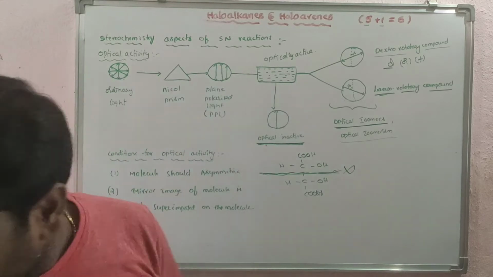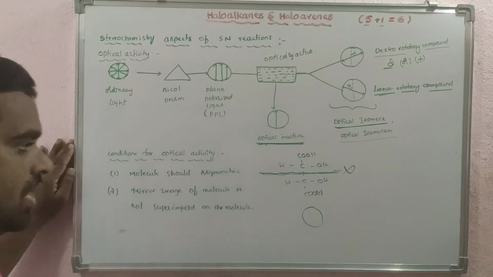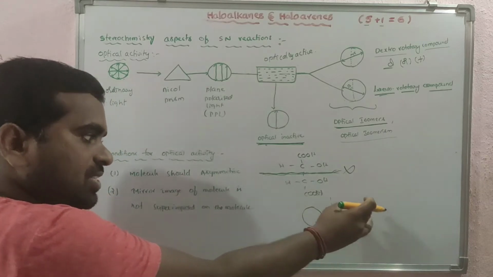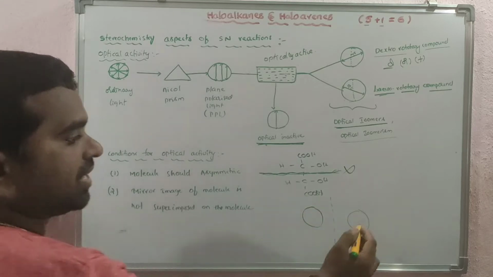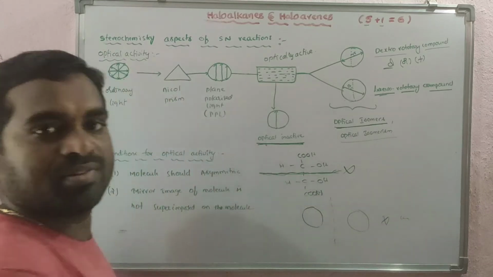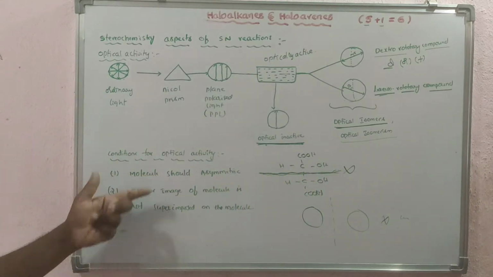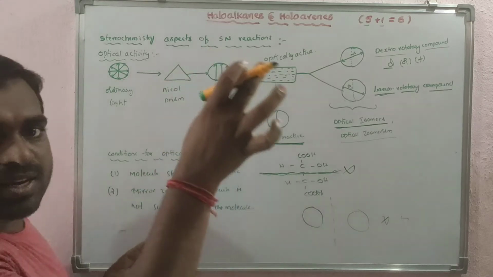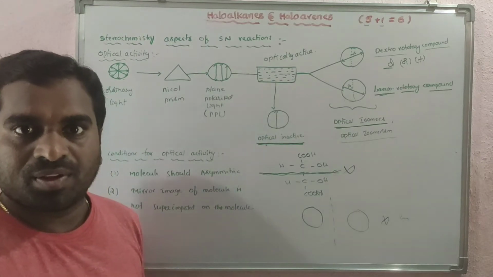Suppose I take an object, a zero, and take its mirror image. What will you get here? Zero. And if you put this over the first one, it is exactly superimposable. So that's why we call this object optically inactive. It should not be superimposable on its mirror image. Clear? So if a molecule has these two conditions, that molecule or compound will show optical activity. Clear?